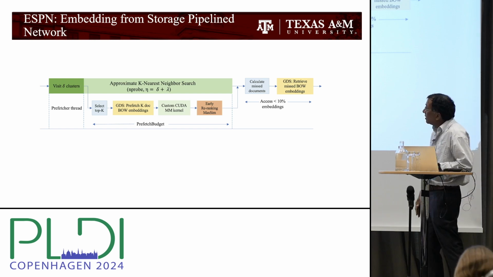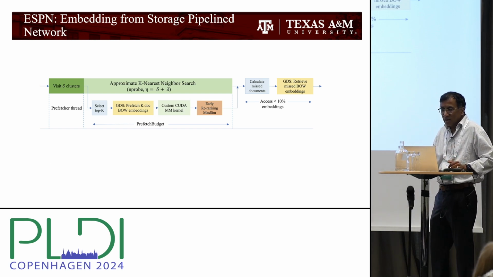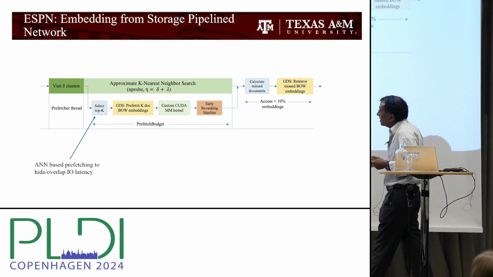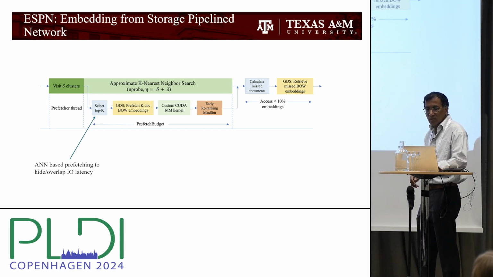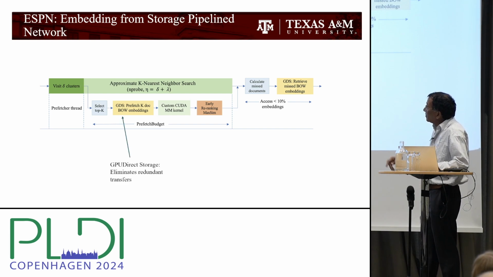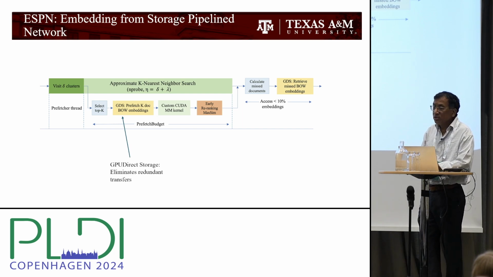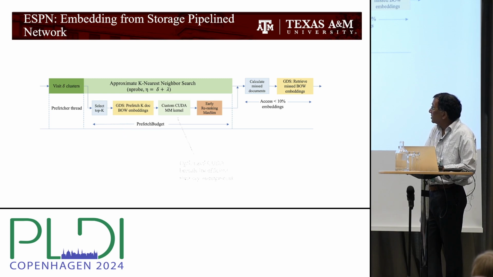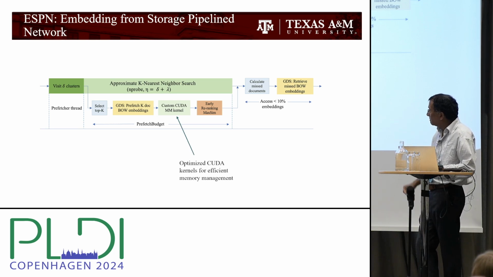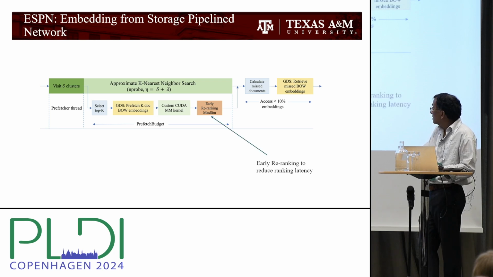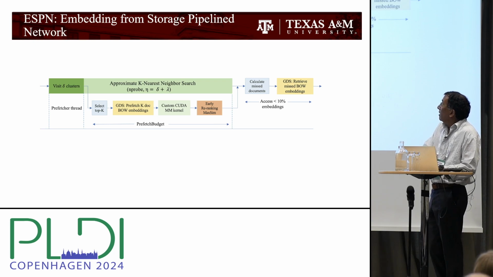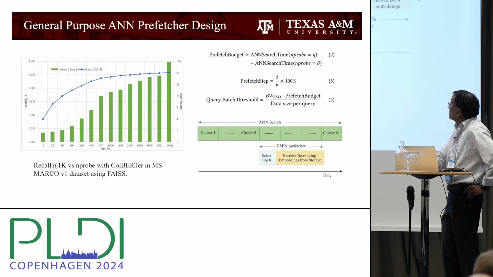Each of these here is a contribution that my students made. Basically here, we were selecting the prefetching, that is, the documents that we're going to prefetch. Then we're using GPUDirect, a new feature so that we can move the data directly from SSD to GPU. My student also optimized some of the kernels for CUDA to make things a bit faster. And then we compute the early re-ranking to reduce the ranking latency. We do all of this and hope that we can manage it.